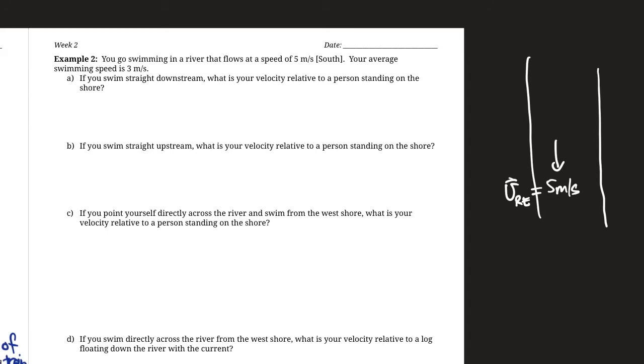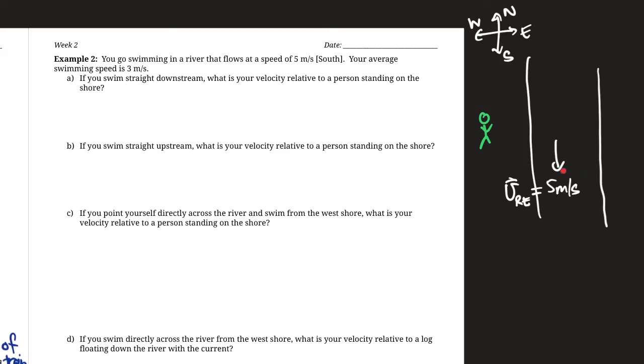Okay, your average swimming speed is 3 meters per second. Okay, cool. We should also, by the way, have done this in the previous question with our diagram: just draw a quick compass, north, south, west, east. So if you were to swim straight downstream, what is your velocity relative to a person standing on the shore, right? Relative to a person standing on the shore is just like saying a person on Earth, right?